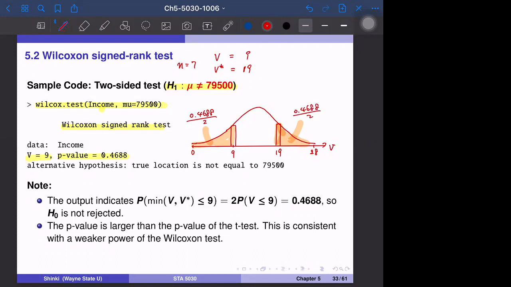So in this case we don't reject the null hypothesis because the p-value is larger than alpha. Suppose alpha is 0.05, then we have a larger p-value than this. So we do not reject H naught.